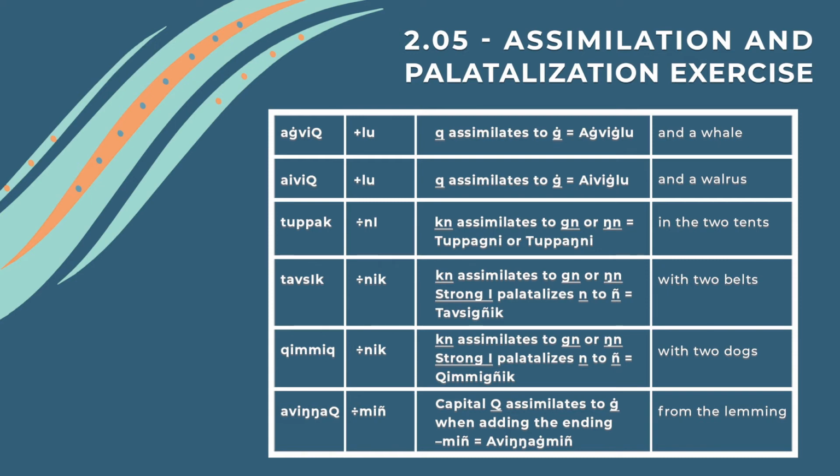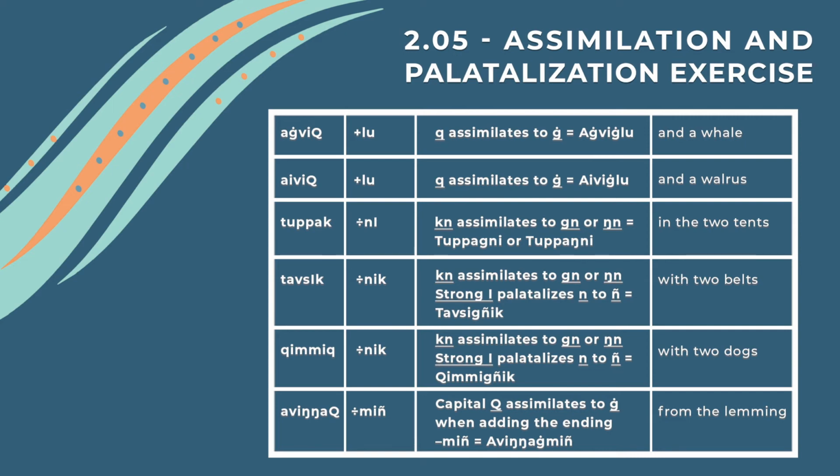Tavsik plus nik. KN assimilates to GN or N with the tail N. In addition, strong I palatalizes N to N with a brow. Tavsiginik. Qimmik plus nik. KN assimilates to GN or N with the tail N, plus the strong I in qimmiq palatalizes the N in nik to N with the brow. Qimmiqnik. Qimmiqnik, with two dogs.